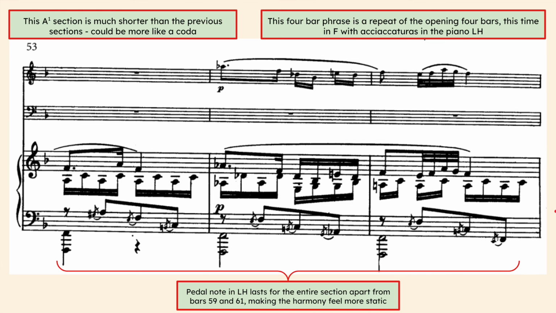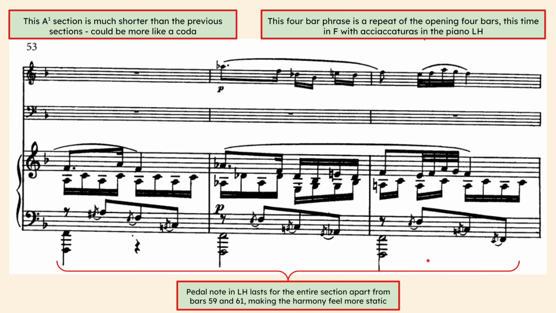Now we're heading into this final A section, and as we mentioned at the start, it's much shorter than the previous sections, and with the exception of bar 59 and 61, the whole thing happens over a pedal note, making the harmony feel much more static. In the Eduqas notes, there's the argument that this last A section is more of a coda, a shorter passage to close this piece than a whole section in itself.